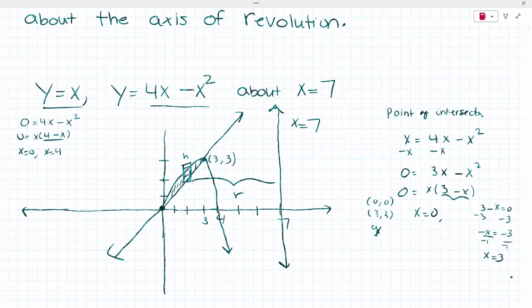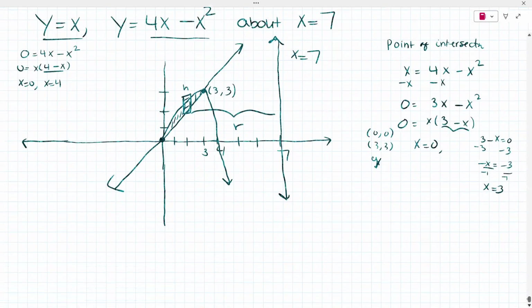You can only use the shell method because we have this little gap. You can't do the disk and washer, only the shell. So V equals 2 pi integral. If we're revolving around x equals 7, everything has to be in terms of x. Our boundaries will be from a to b, of r times h times dx.